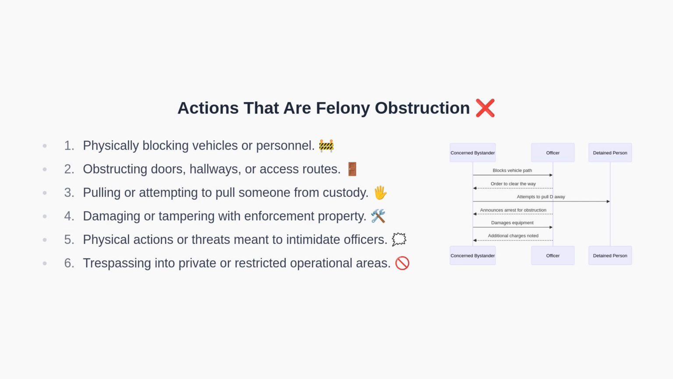Let us detail the forms of obstruction that can trigger felony charges. First, physically blocking enforcement vehicles or personnel. Second, obstructing access to buildings, doorways, or passageways during operations. Third, pulling or attempting to physically remove someone from an officer's custody. Fourth, damaging or tampering with enforcement equipment or property.